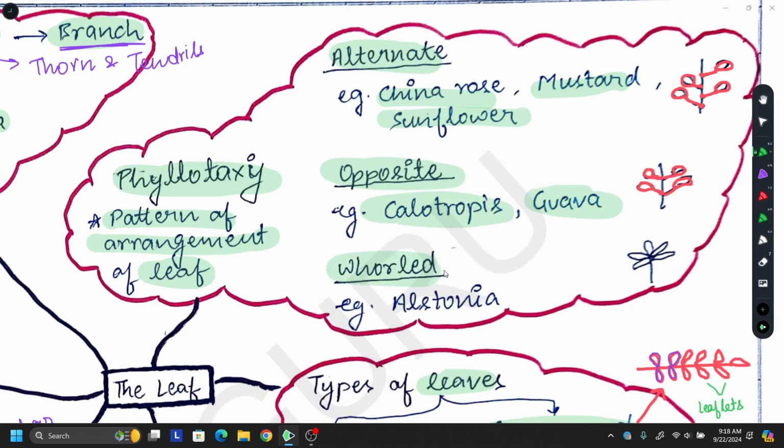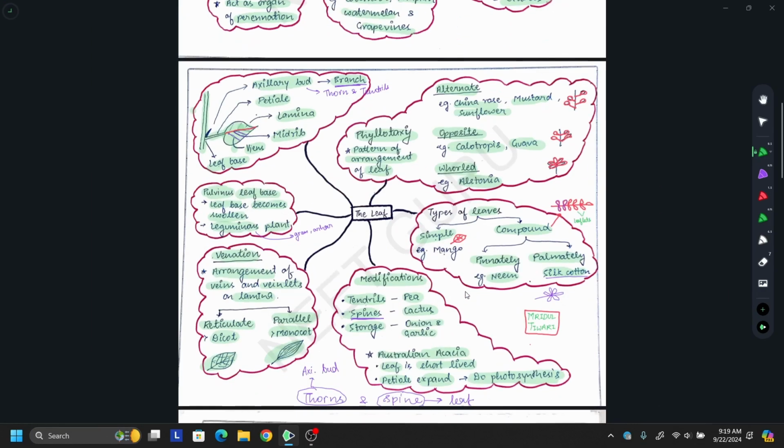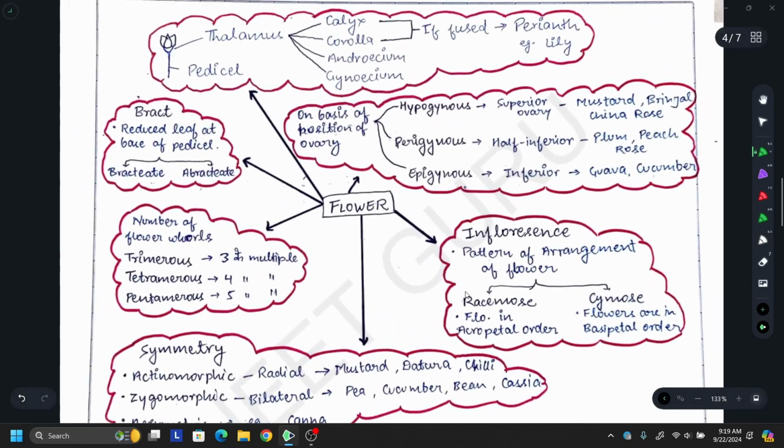In whorled type of phyllotaxy, many leaves are born from a single node. So here you can see 5 leaves are born from the single node. This is called whorled phyllotaxy, and Alstonia is the only example that is given in it. Okay, so this was the leaf, and coming to flower.